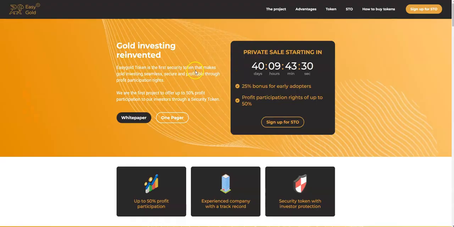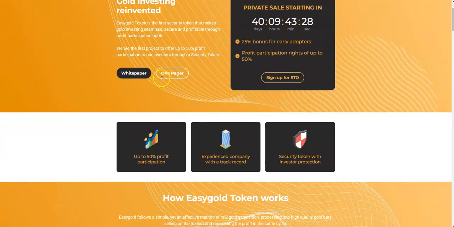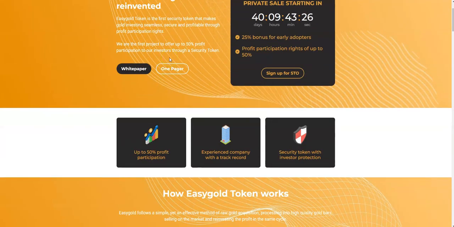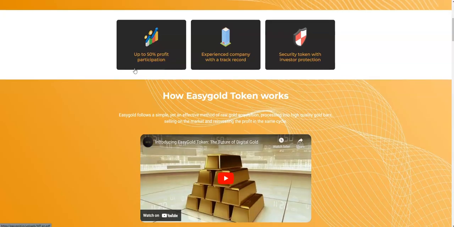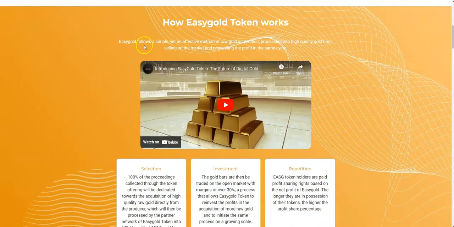It is the first security token that makes gold investing seamless. So maybe you're investing in gold, maybe you're looking at it with what's going on with fiat, and you're trying to figure out the best way to do it. Well, this is the first project that offers up to 50% participation right here. And you can go ahead and take a look at the white paper to see how it works, but it's quite simple. It's a method of gold acquisition.